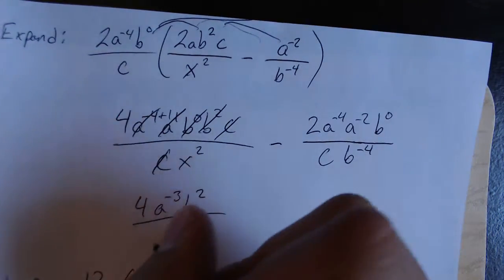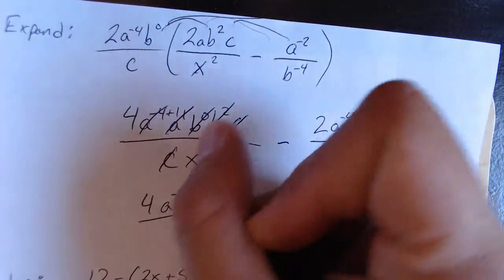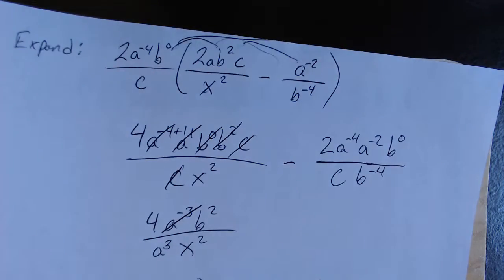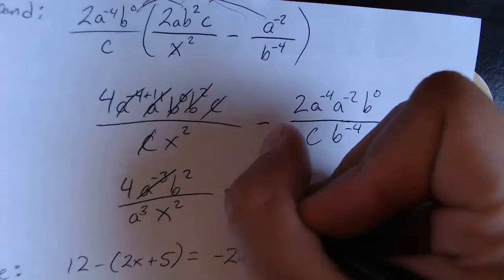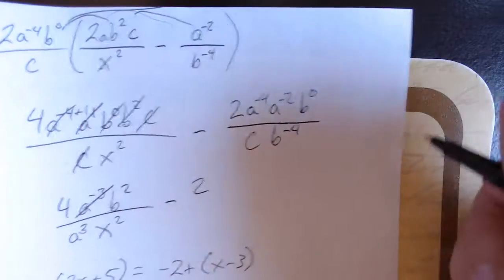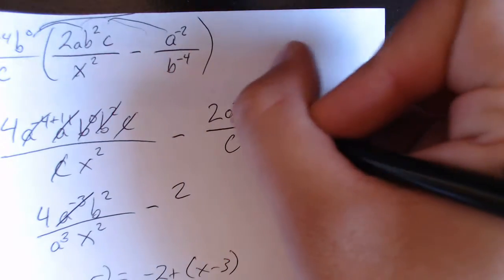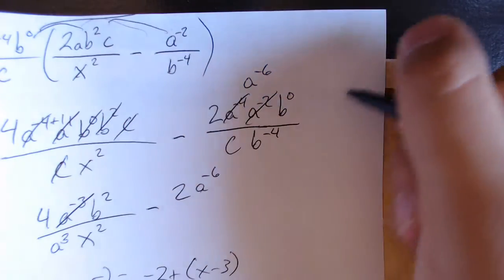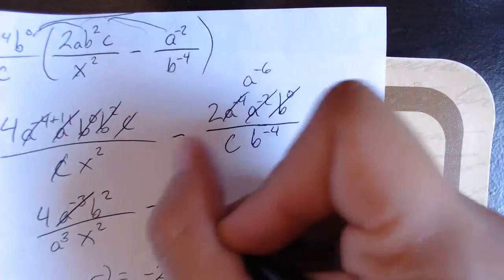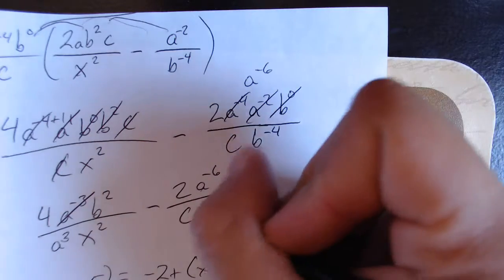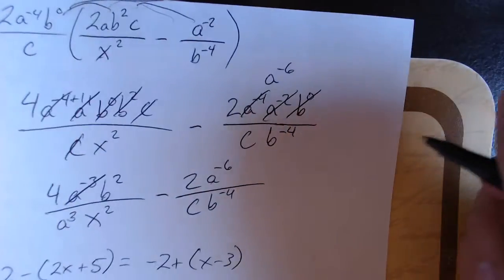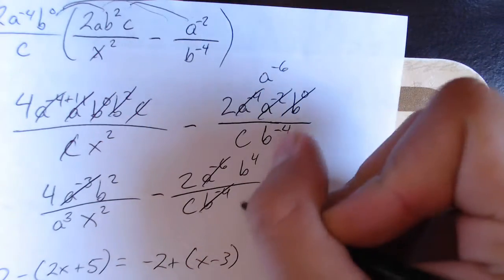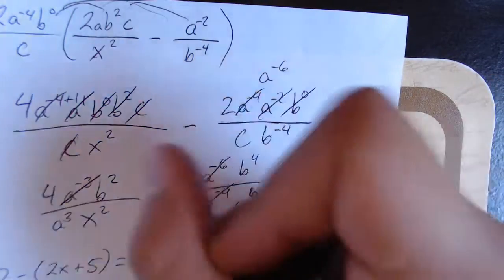And then, if I want to make this negative positive, I'll go ahead and move that down to the denominator to become a positive A cubed. Then we have minus 2 stays the same, negative 4, negative 2 becomes A negative 6. B0 goes away, over C, B negative 4. And then to make exponents positive, I can move that to the top, move that to the bottom.